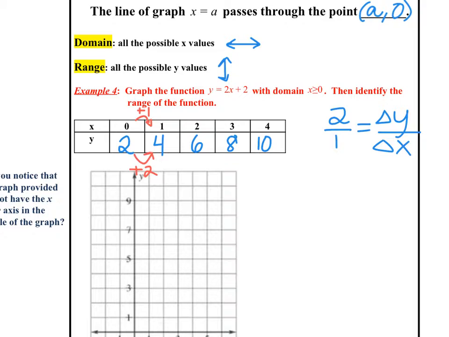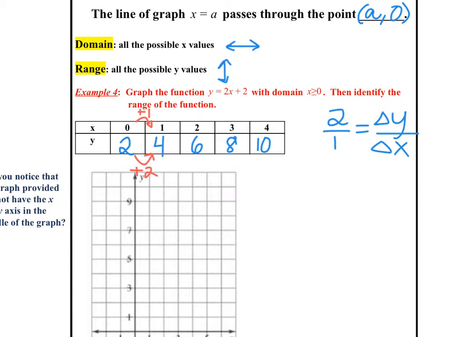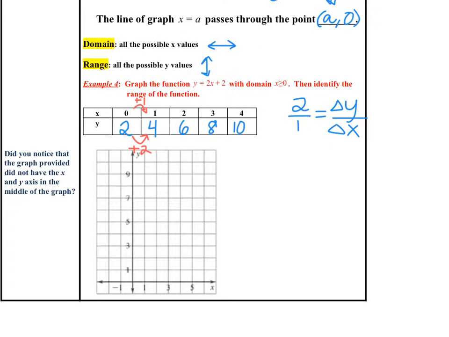Or you guys know how to graph. We're graphing everything greater than or equal to 0, so we're going to start at 0. We know the y-intercept is 2. Y'all know how to graph things like this. We've done it like a million times now. And it's going to go up 2, right 1. Or you can just follow the points that you plugged in the table. It should give you the same outcome.